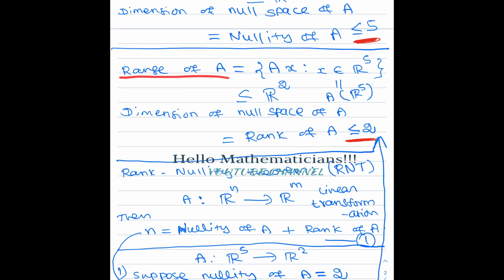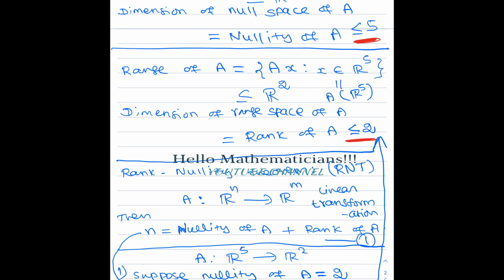That is our range. We have applied A on x, therefore it is an image. The image will be a subset of the codomain. What is the codomain? It is R2. Therefore the range is always a subset of the codomain, and in our case it is R2. Now the dimension of the range space of A is what is defined to be the rank of A.